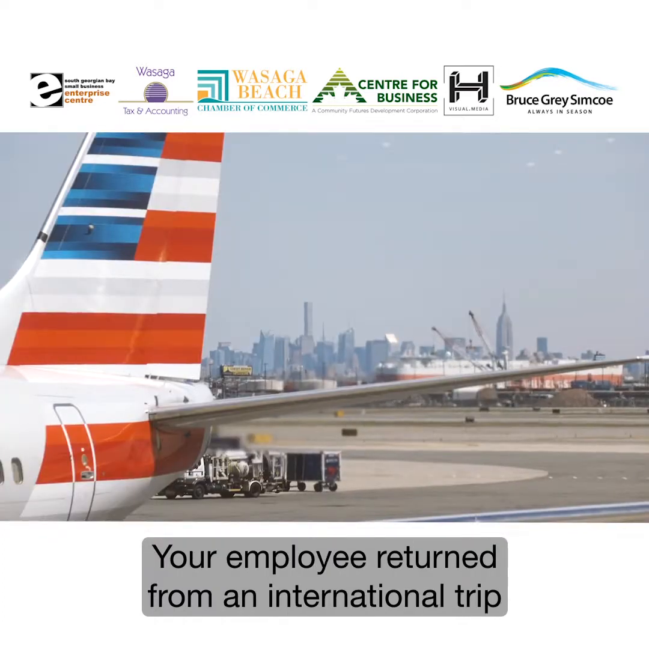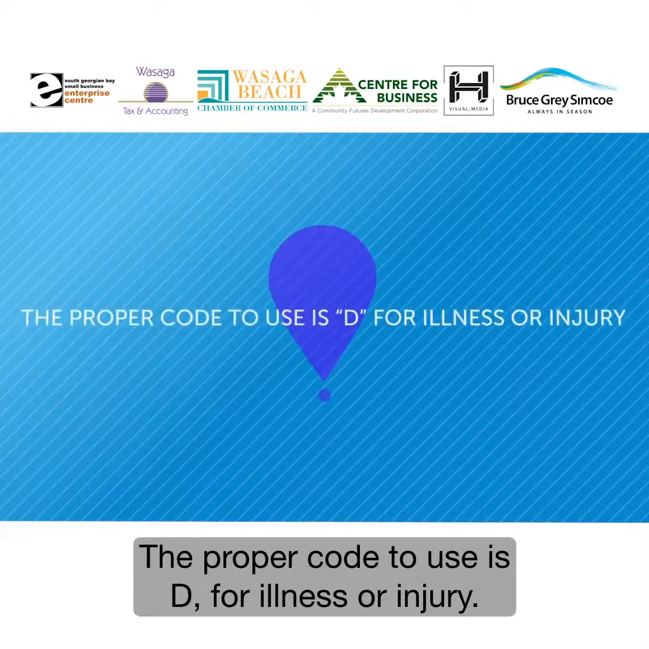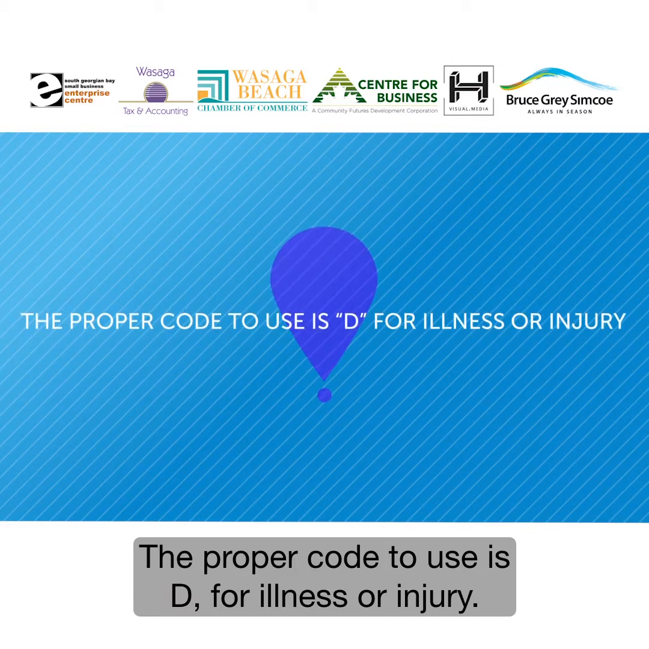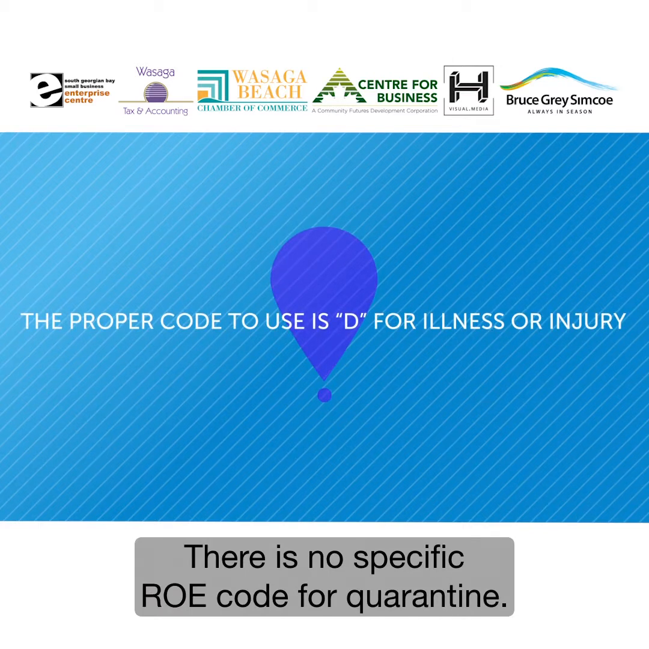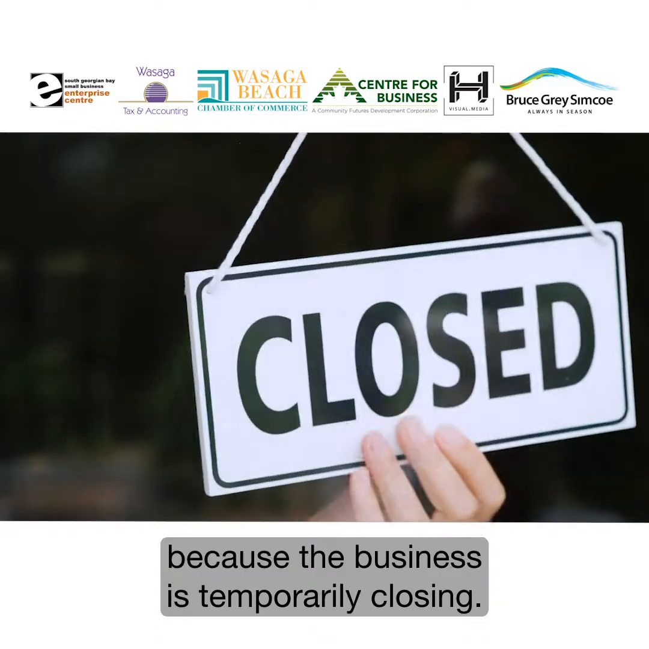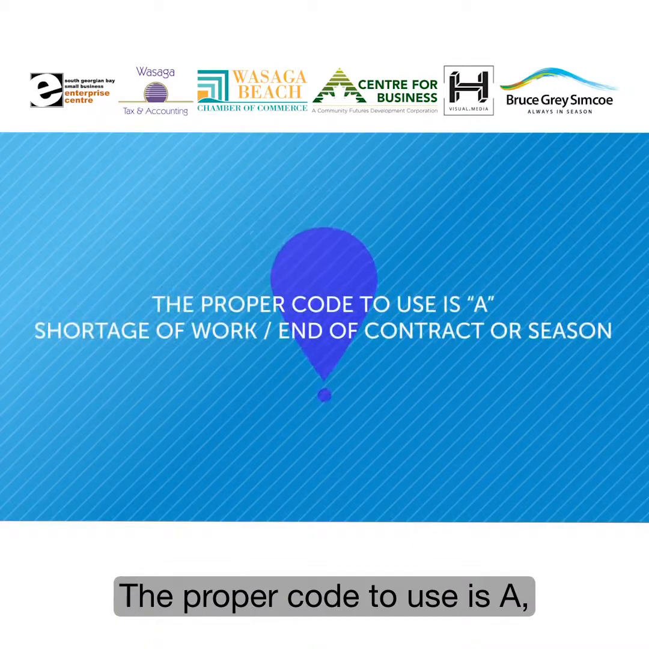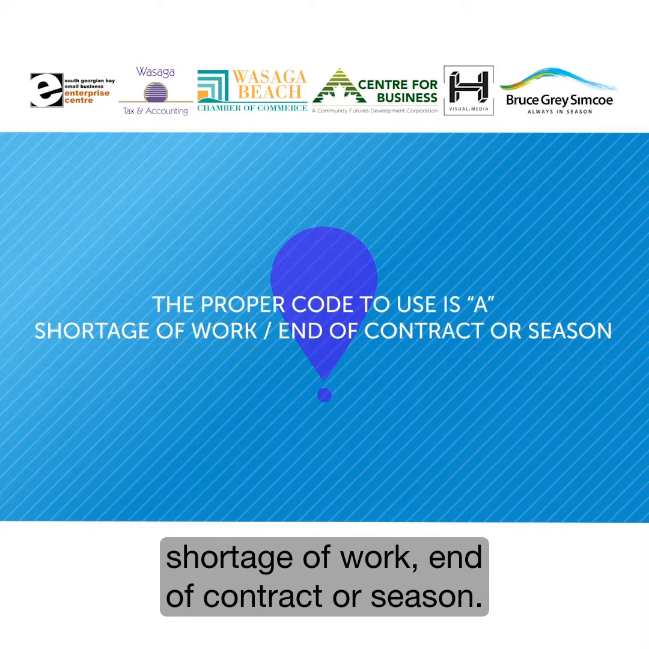Your employee returned from an international trip and was quarantined for 2 weeks. The proper code to use is D for illness or injury. There is no specific ROE code for quarantine. Your employees are sent home because the business is temporarily closing. The proper code to use is A, shortage of work, end of contract, or season.